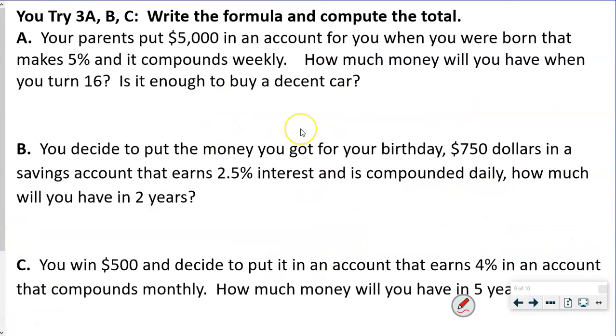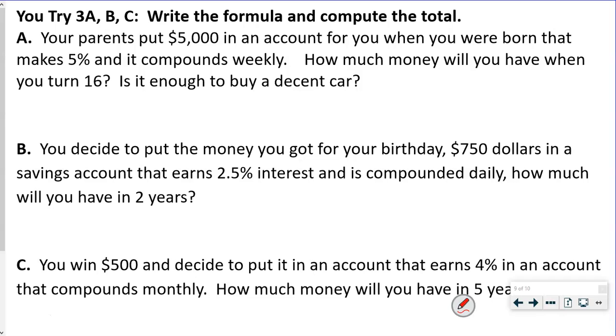All right, so here are our Try It problems, A, B, and C. I would like you guys to write the formula and then compute the total amount, okay? So go ahead and do A, come back to me when you're done. We'll do that with B and C as well. Your parents put $5,000 in an account for you when you were born. It earns 5%, and it compounds weekly. How much money will you have when you turn 16? Is it enough to buy a decent car?